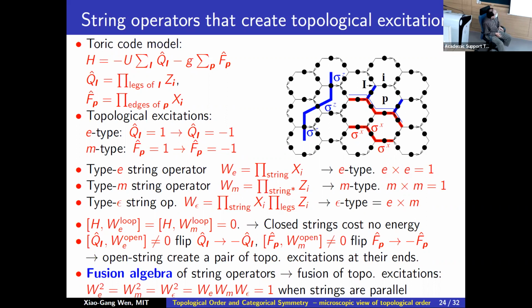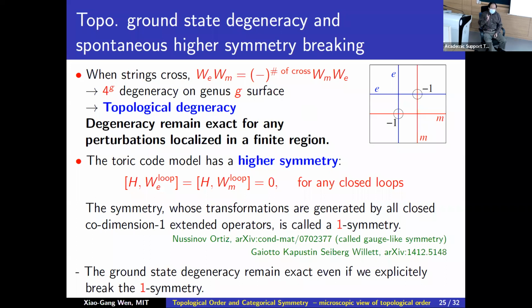But using this operator, you can rigorously show that the ground state degeneracy is robust against perturbations to some degree. So why do we have a fourfold degeneracy? There's an algebraic way to see the fourfold degeneracy on the torus. It is the following. If the string is not open but a closed string, a loop, the E string loop actually commutes with the Hamiltonian.